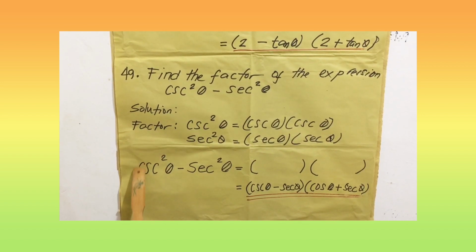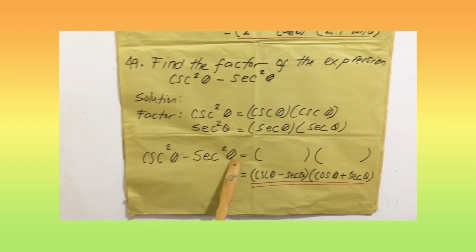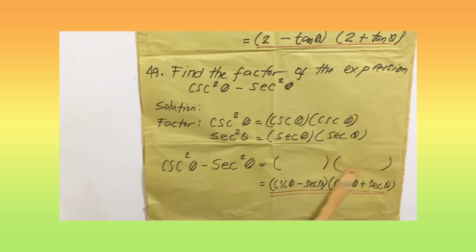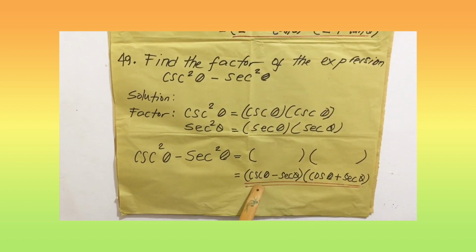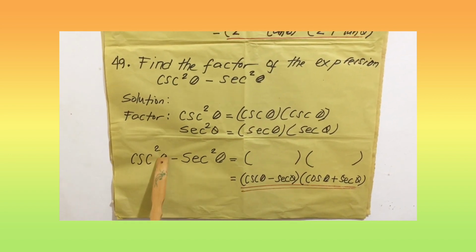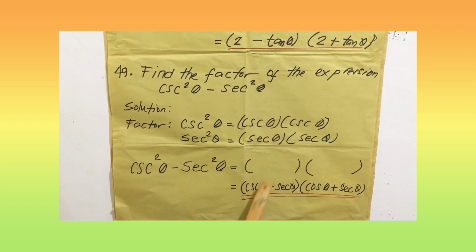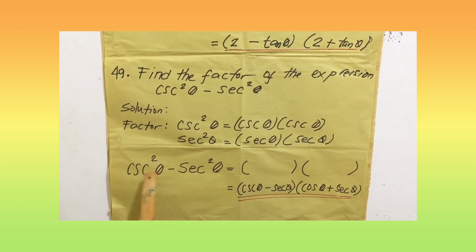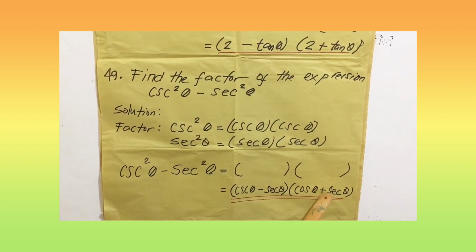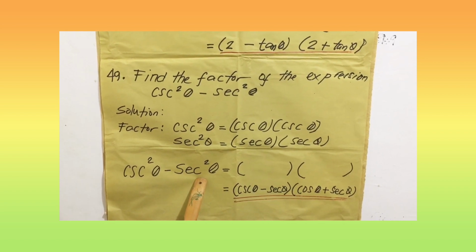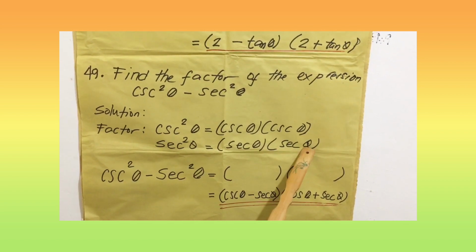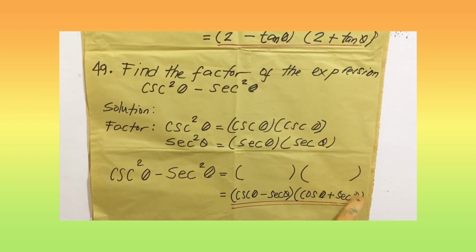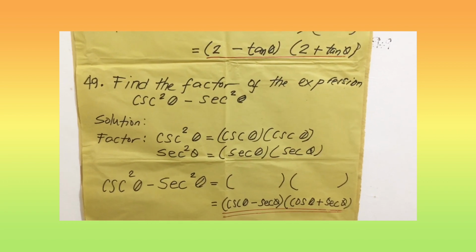Then our solution is cosecant squared theta minus secant squared theta, copy the given. Then the first thing you do is make two parentheses, and you fill up these parentheses by writing the factors. The factor of cosecant squared is cosecant theta and cosecant theta in the other parentheses, and the sign is negative, so you write one negative and one positive. And for secant squared theta, the next term, you also write the factor, which is secant theta and secant theta. So that's the answer for number 49.